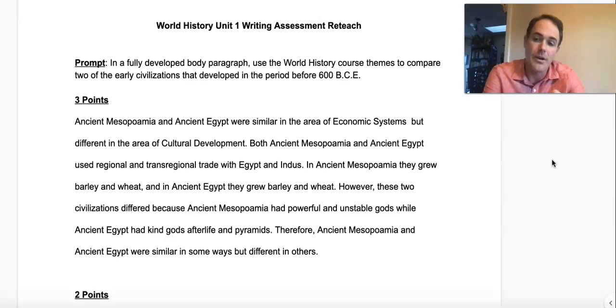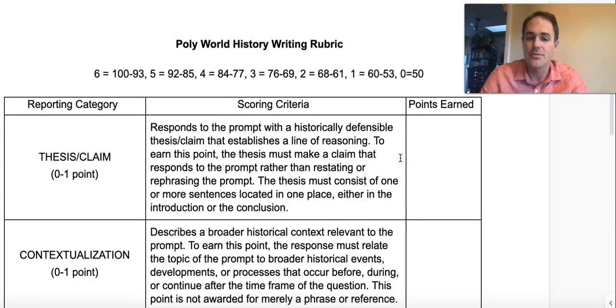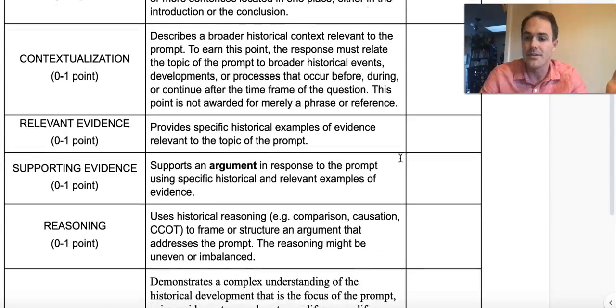Now, before I read the examples and analyze them, let's go back to our rubric because I want us to get really familiar with this rubric. We will use it all year. Remember, I said I'm not scoring you on thesis or contextualization. I haven't taught them to you yet. I was looking for your use of evidence.